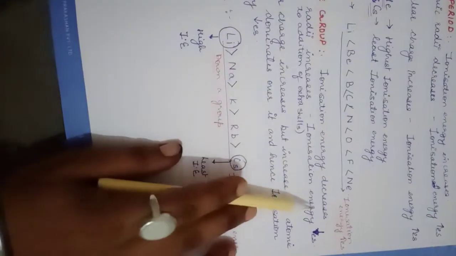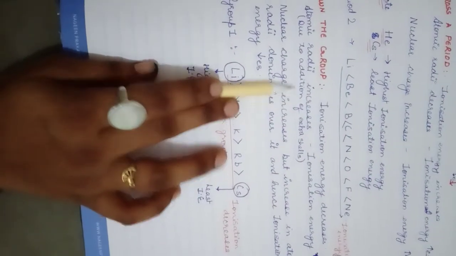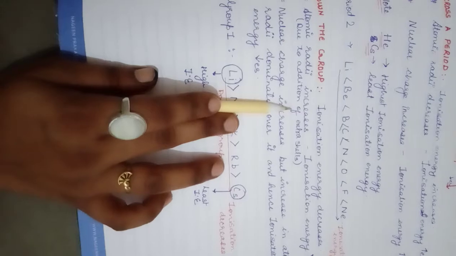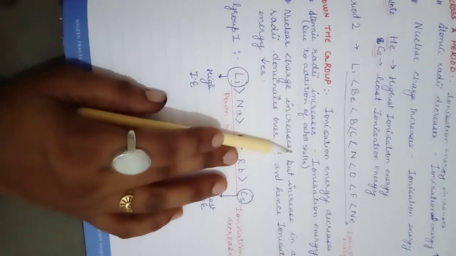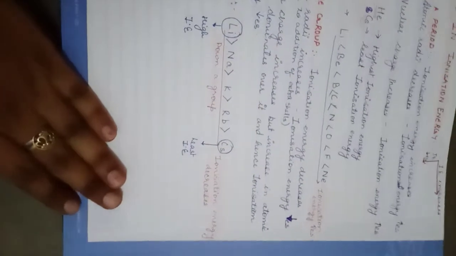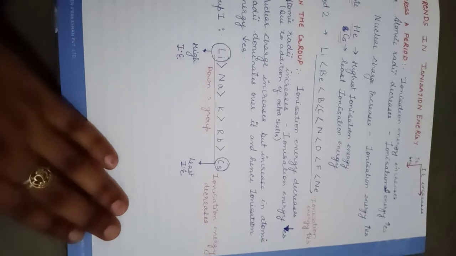Now you just see here, down the group the ionization energy decreases. Down the group the ionization energy decreases. Now what is the reason? Down the group we see that atomic radii increases. The increase in atomic radii is due to the addition of extra shells. Hence what will happen? Ionization energy will decrease, because as the shells are getting added down this group, what will happen?